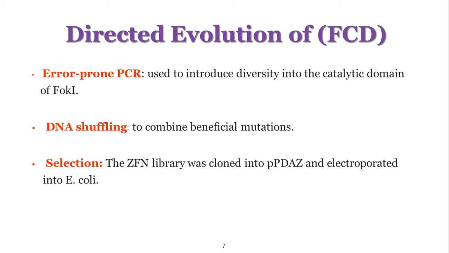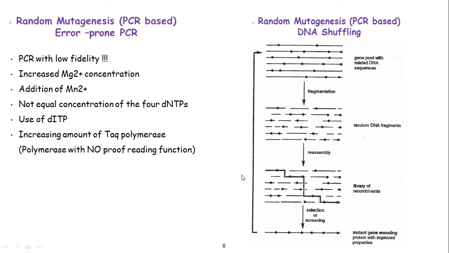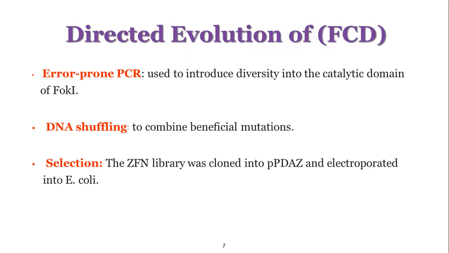The directed evolution of the FOK1 cleavage domain could be achieved by one of these two approaches. The first one is error-prone PCR, which is used to introduce diversity into the catalytic domain of FOK1 by changing the concentration of different metal ions like magnesium and manganese, and nucleotide mixes from dNTPs to dITP.